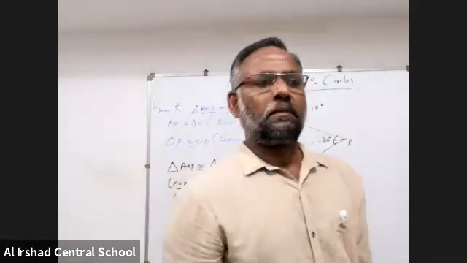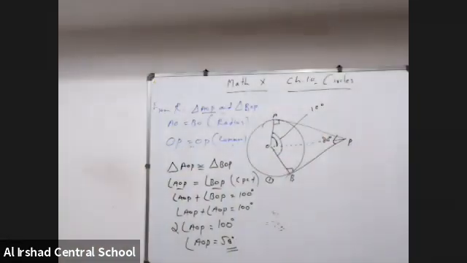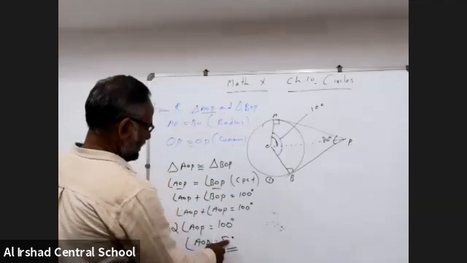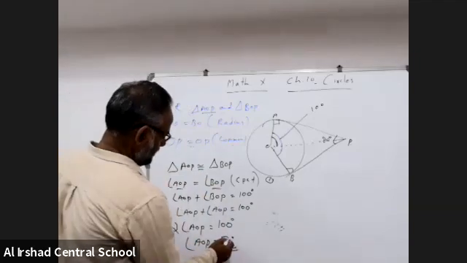That is it. Even in a multiple choice question, see the working. What is the question? POA. Okay, POA we got. That is it. 100 by 2, 50 degrees. This is 50. I think you understood. 50 degrees.